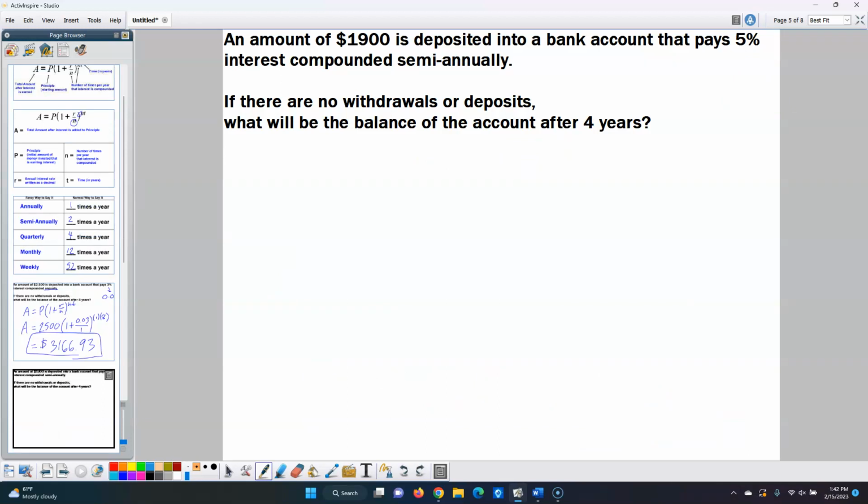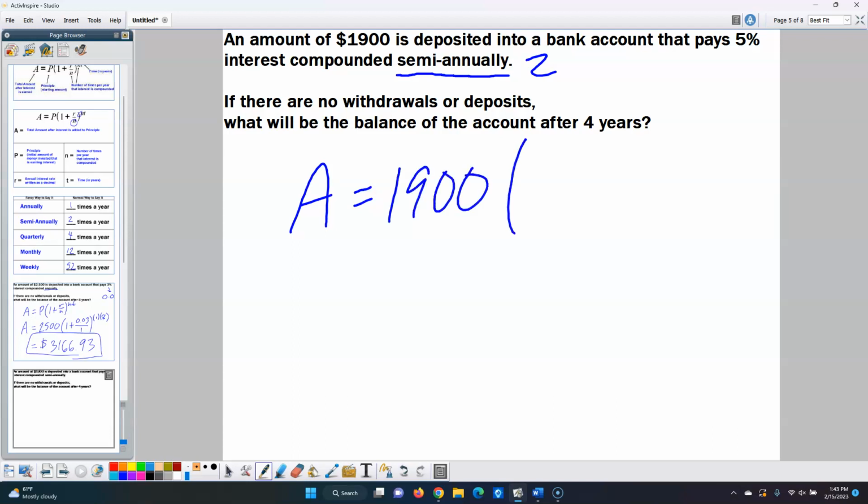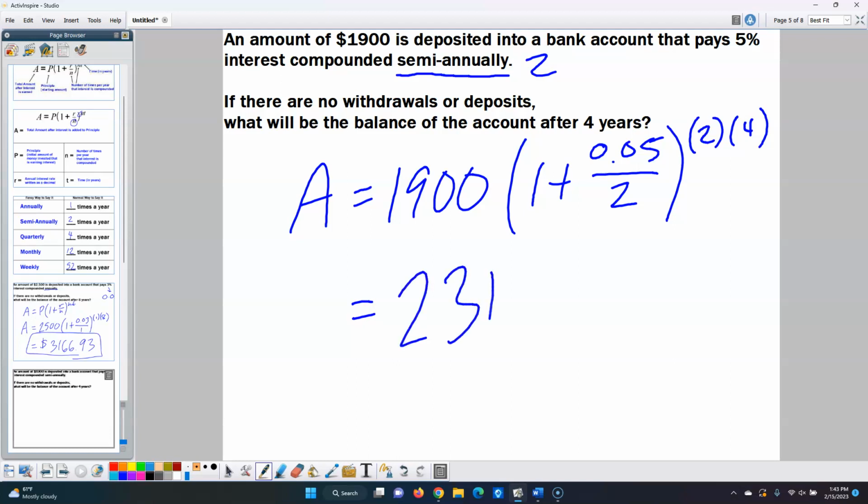Next one, it's a different dollar amount, different percentage, and it's a different how many times we're compounding this thing. We're doing this semi-annually, so that means it'll happen twice a year. An amount of $1,900 is deposited, so that would be the principal, $1,900. And it pays 5% interest, so that's 0.05. And semi-annually is twice a year. Put that there and there. Those are always the same number. And how many years? It would be 4. And I would punch all that into my calculator, and it would give me $2,314.97.